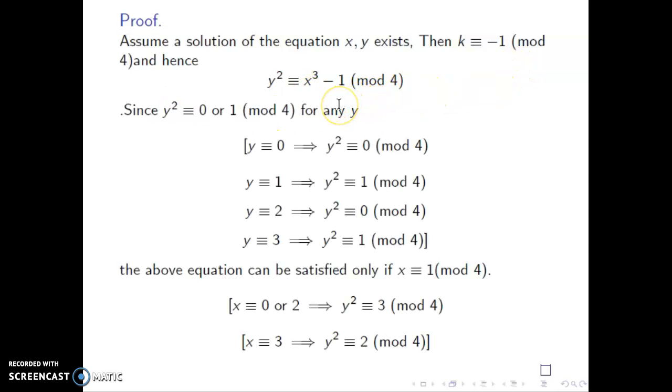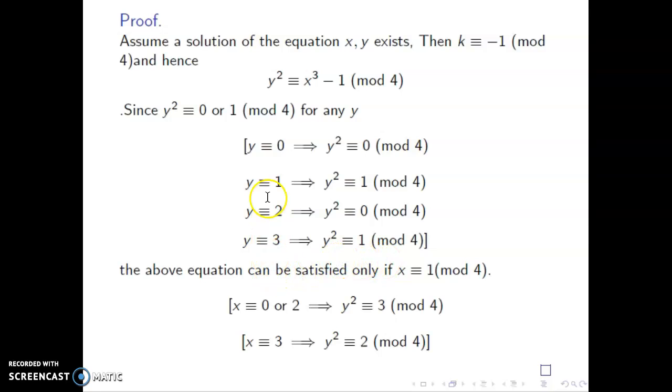Now, I know that y squared is congruent to 0 or 1 mod 4 for any y. Why? Because I can list out all the possibilities. If y is congruent to 0, then y squared is also 0. If y is 1, y squared is 1. If y is 2, y squared is 4, which is congruent to 0 mod 4. And when y is 3, y squared is congruent to 1, because it's 9, and 9 becomes 1 mod 4.